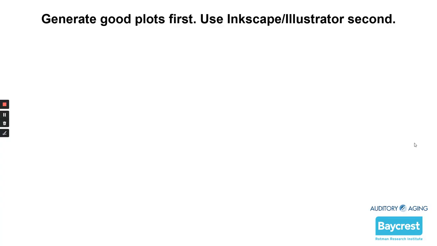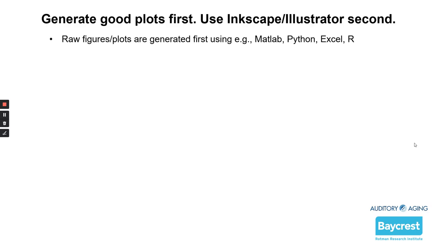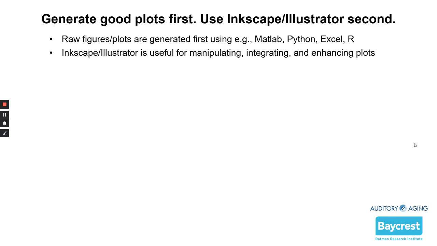It is important to emphasize that using a vector graphics program such as Inkscape or Illustrator requires having data plots already. You would need to generate data plots using your analysis tools such as MATLAB, Python, Excel, R, or any other. And Inkscape or Illustrator are then really useful for manipulating, integrating, and enhancing the data plots you obtained from your analysis tool, and then, for example, building multi-panel figures.